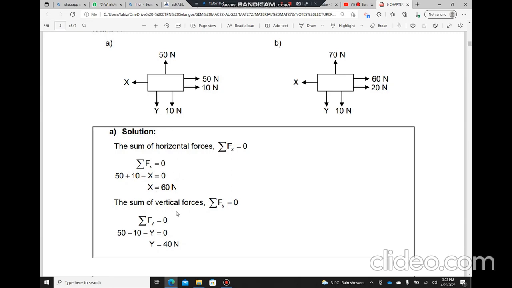Okay, so same with Fy. So the total vertical forces Fy is equals to 0. So 50 ni ke atas. Okay, so that's why this one we get 50. And then ke bawah minus 10 and minus y. So it is equals to 0. So your y is 40. So kalau kat sini pun kita boleh tengoklah tekanan bahagian atas which is 50 Newton. And then bawah ni pun mesti 50 Newton. So that's why y is 40. Because 40 plus 10 equals to 50.